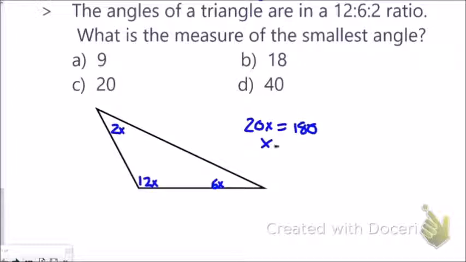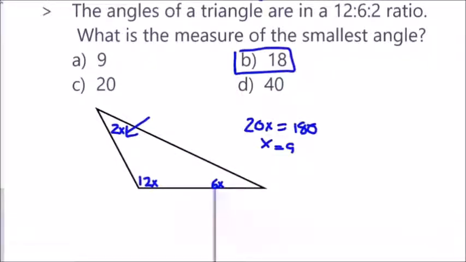Now, you notice 9 is an answer choice, but they didn't ask me to find 9. They asked me to find the smallest angle, which is 2X. So 2 times 9 is 18. So be careful for that trap answer of 9, and be sure you finish the problem.